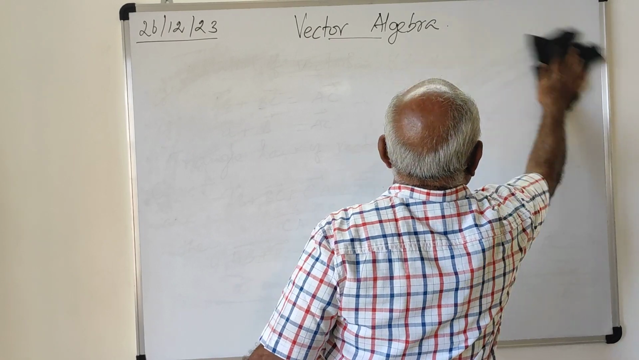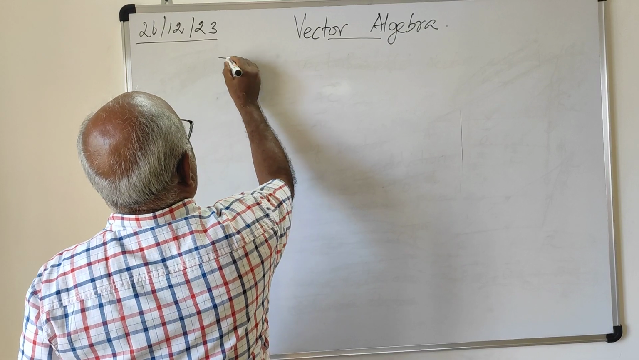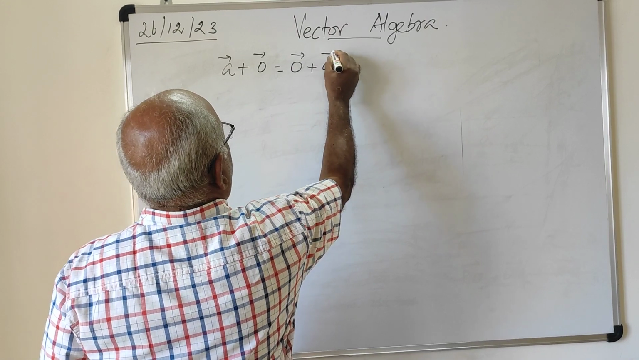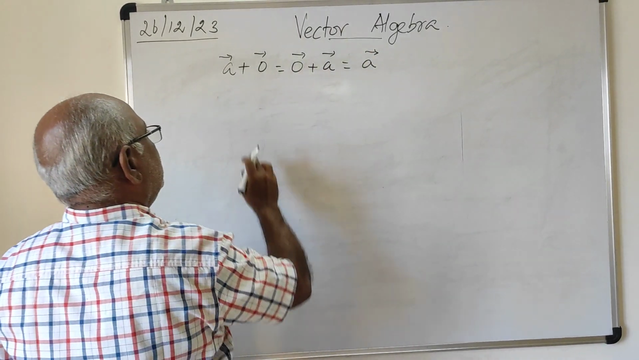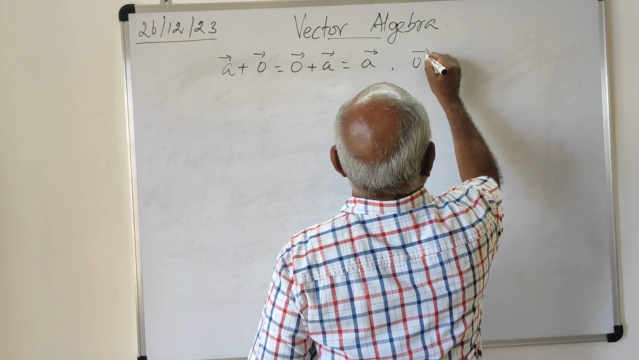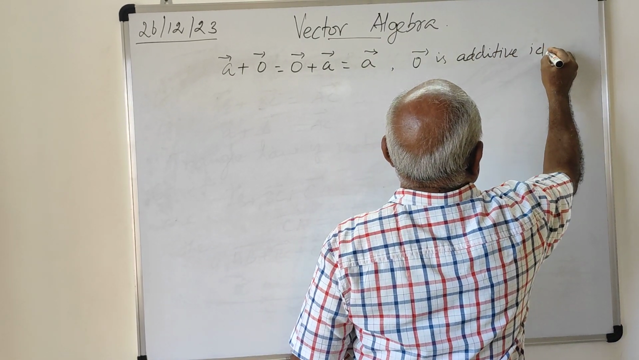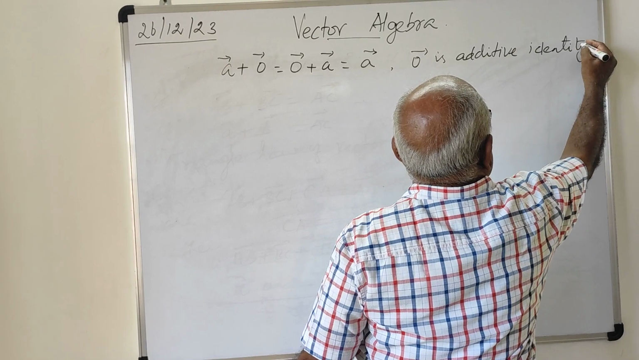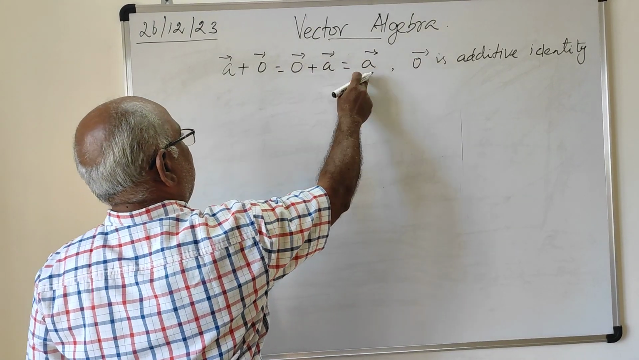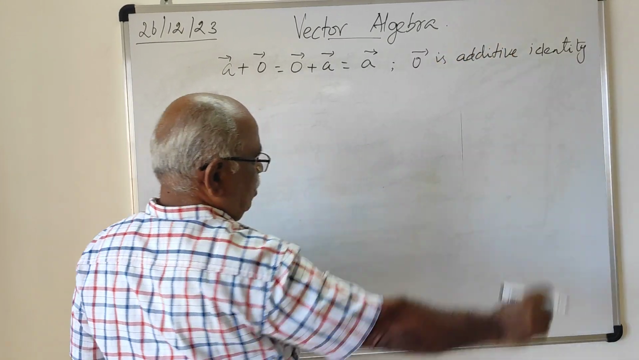Next, properties of vector addition. Also before that, consider a vector A plus the zero vector equals the zero vector plus A, which is simply vector A. So this zero vector is called the additive identity, because any vector added to the zero vector gives the same vector. A plus 0 equals 0 plus A equals A. Therefore, the zero vector is called the additive identity.